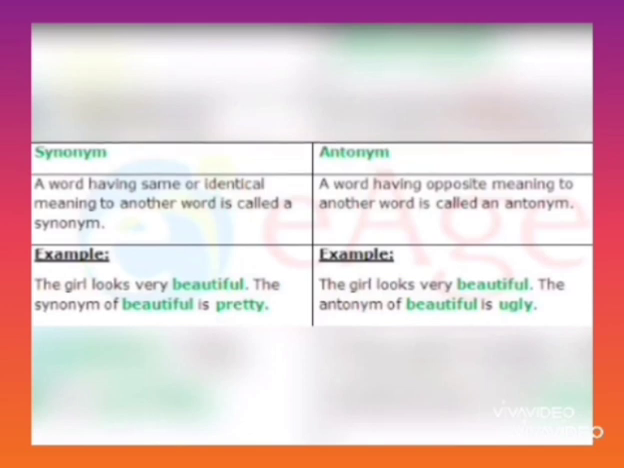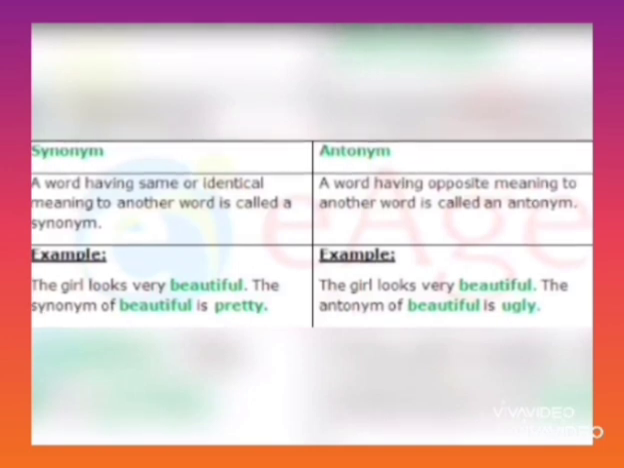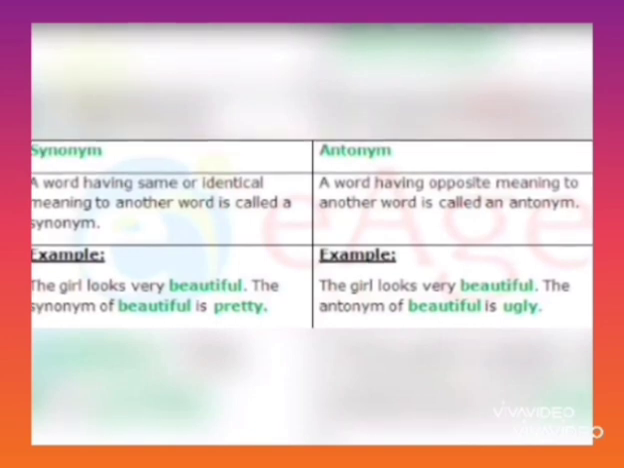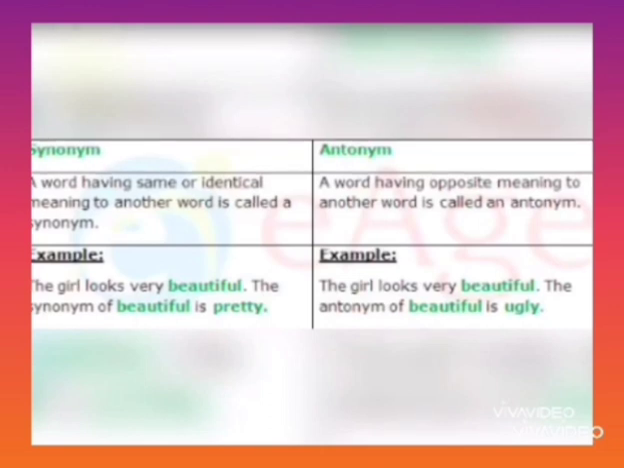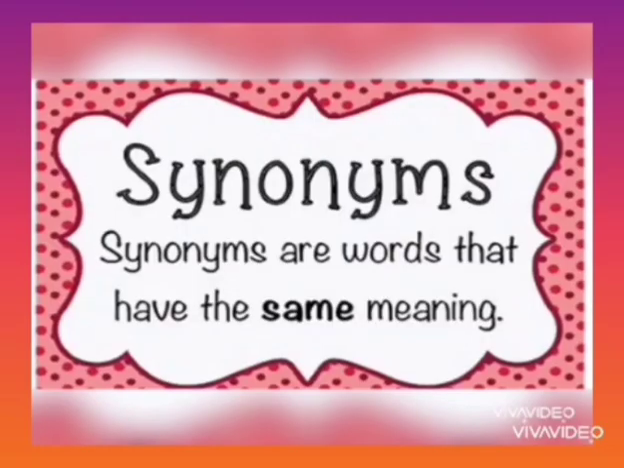Look at the example. The girl looks very beautiful. The synonym of beautiful is pretty. Now antonym: a word having opposite meaning to another word is called an antonym. The girl looks very beautiful. The antonym of the word beautiful is ugly. So you can understand that synonym means same meaning and antonym means the word whose meaning is not the same, opposite.